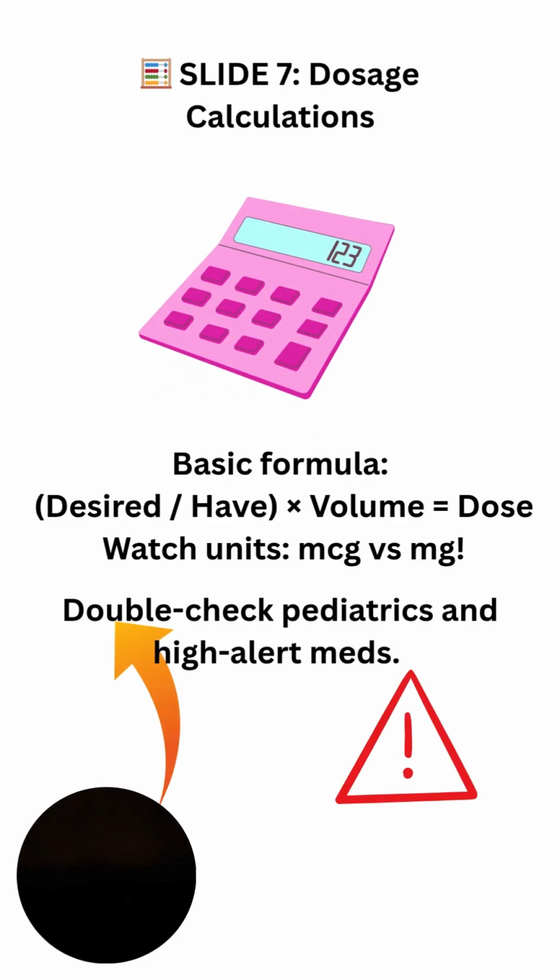Slide seven, dosage calculation, OMG. All right, so let's just dive into it. The basic formula, you're going to get desired over have times your volume equals your dose. Watch the units when you're doing this, microgram versus milligram. Make sure you have the correct one. Double check pediatrics and high alert meds. I can't express that enough. Don't fear the math. Use your formula and double check pediatric doses, especially weight based meds. You'll be fine.